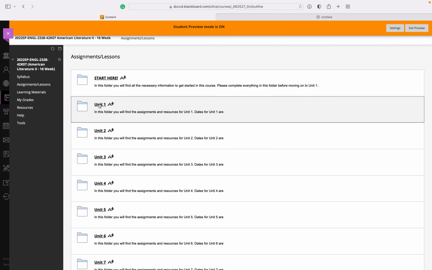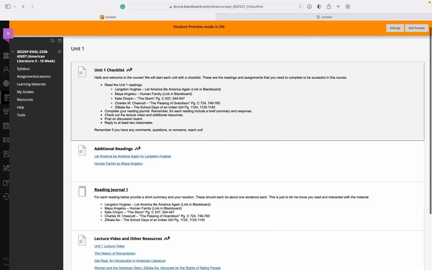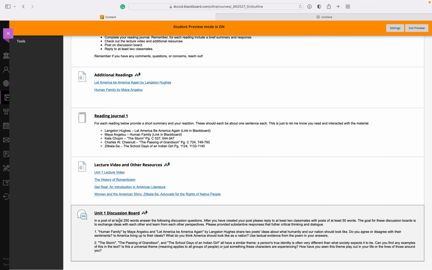And then in every unit, they all look pretty much the same. When you click on the folder, you'll get a unit checklist that tells you what you're going to be reading. It has your reading journal. Every unit, you'll have a lecture video. This is me, my voice, explaining what we're reading and just kind of going over some American literature stuff. And then I also put other resources here. So like this is a great video by the School of Life on the history of Romanticism. This is just an introduction to American literature. This is a video about Zakala Saul, one of our authors for this week. And so you can just explore those other resources as you see fit. I think they're all great. Some of it might depend on how much extra time you have. And then you have a discussion board. So you'll be able to see the assignments, all of that fun stuff.